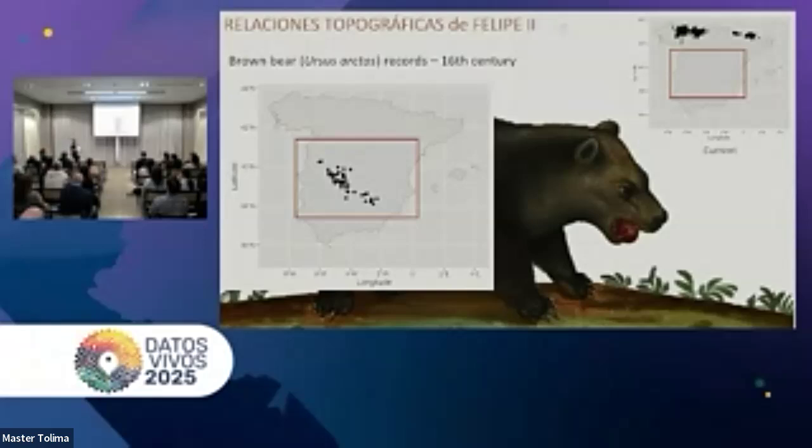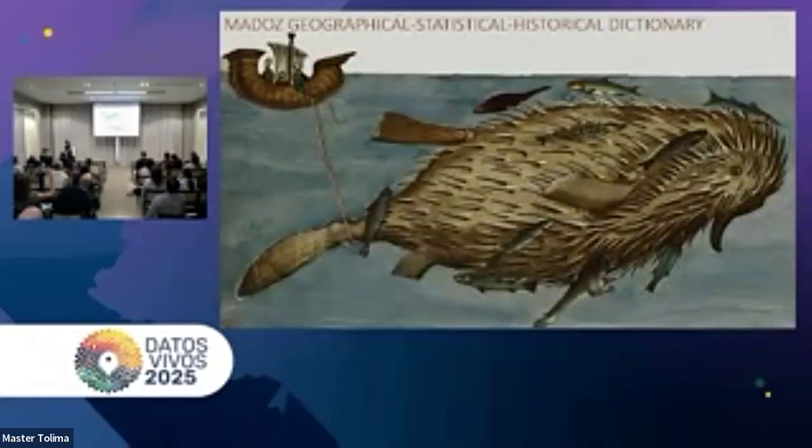One example that I find particularly interesting is the records of the brown bear in Spain in the 16th century. We have 49, I think, records in central Spain, which is quite interesting, if you compare with the current records of the bear, which is really limited to the north of the country.